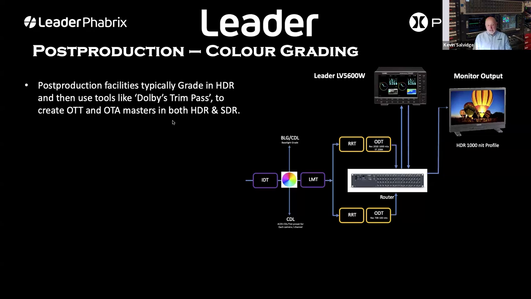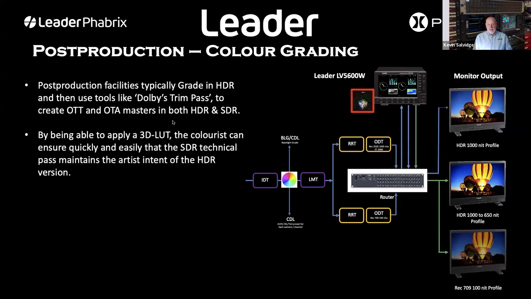But the other challenge we also see now is, yes, you're grading in HDR, but how many deliverables have you got? You've got your 709 at 100 nits, you've got your Rec 2020 at 1000, you've got a myriad of them. And we can store up to 10 LUTs on the waveform monitor. So it means you can very quickly and easily punch in and out and check all of your deliverables without having to create a Dolby trim pass.